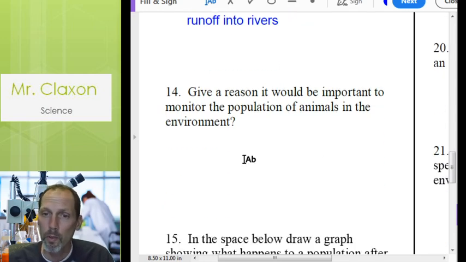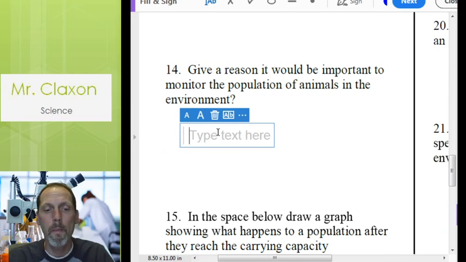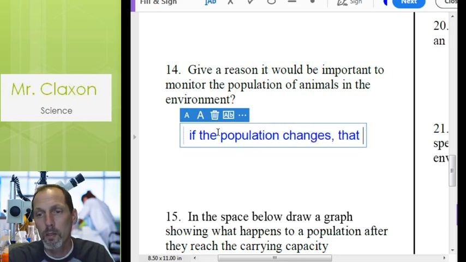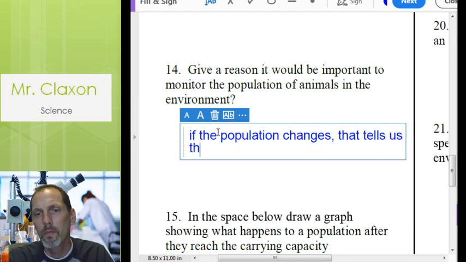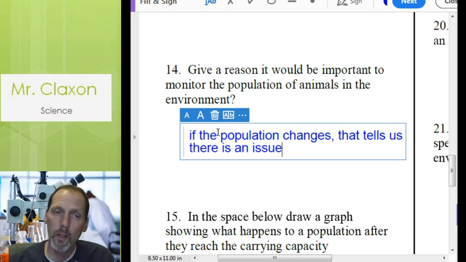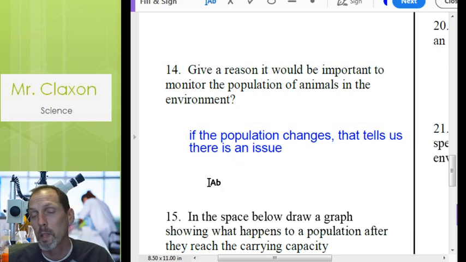Okay, give a reason it would be important to monitor the population of animals in an environment. So if the population changes, that tells us there is an issue. So you watch animals, if their population drops or they become overpopulated, that might be an indication that there's something wrong in that ecosystem. So that's one way of keeping track of ecosystems. Watch the animals. The animals will talk to you if we will just listen. In a way they can tell us what's going on.